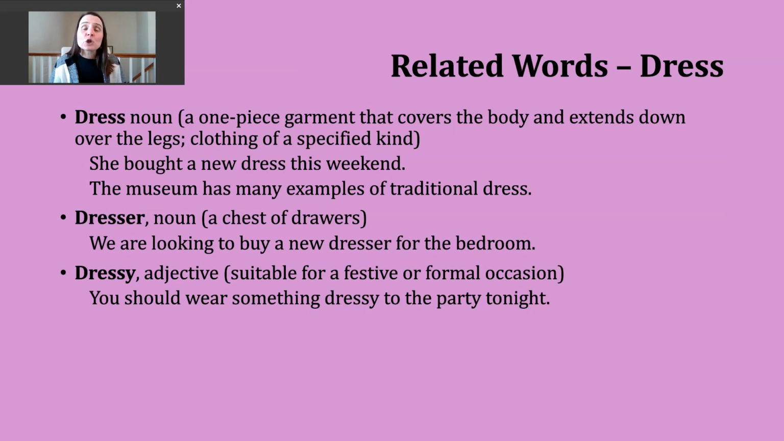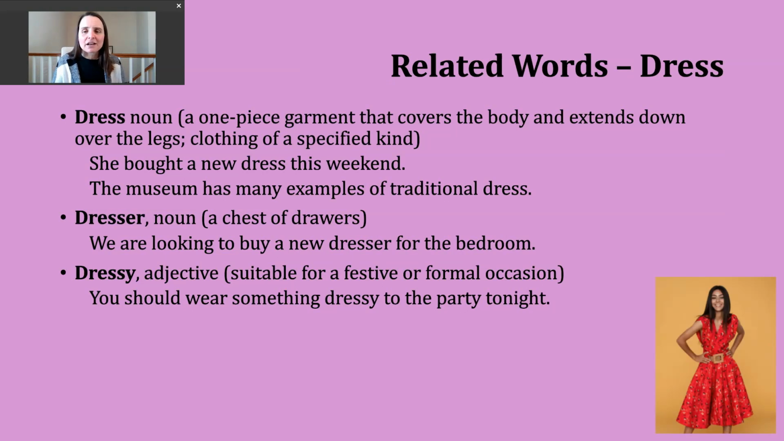Now, let's spend a moment looking at some words that are related to our verb dress. And the first word we're going to look at is the noun form of this word. So, same spelling, same pronunciation. One way we can use the noun dress is to refer to a one piece garment that covers the body and extends over the legs. And to help us understand this, I've got a picture here, a lovely person wearing a beautiful red dress, right? So this garment is one piece and it extends and covers her legs.